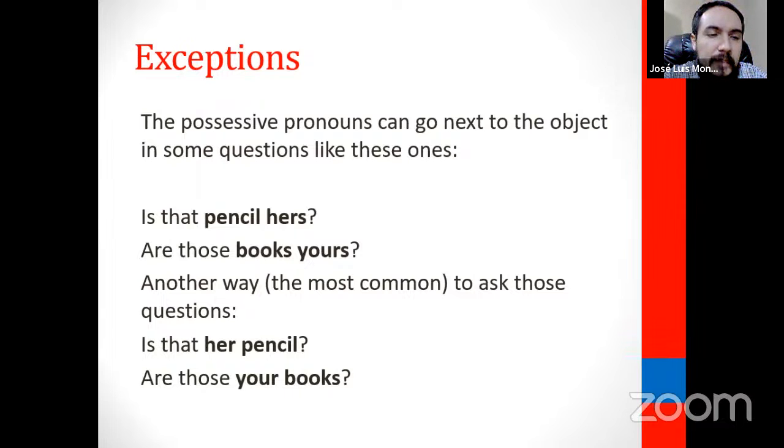What I told you. Sorry, are those books yours? Same idea. Then another way, the most common way to ask those questions. So, is that her pencil? Yes, it is. No, it isn't. Are those your books? Yes, they are. No, they aren't.